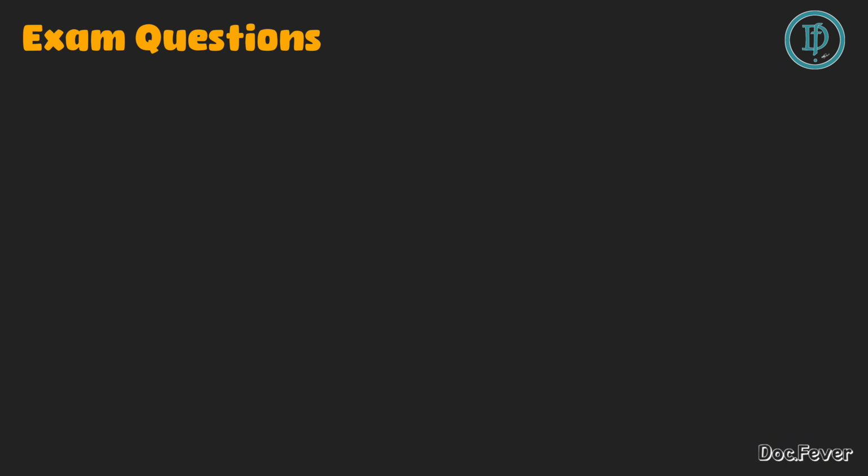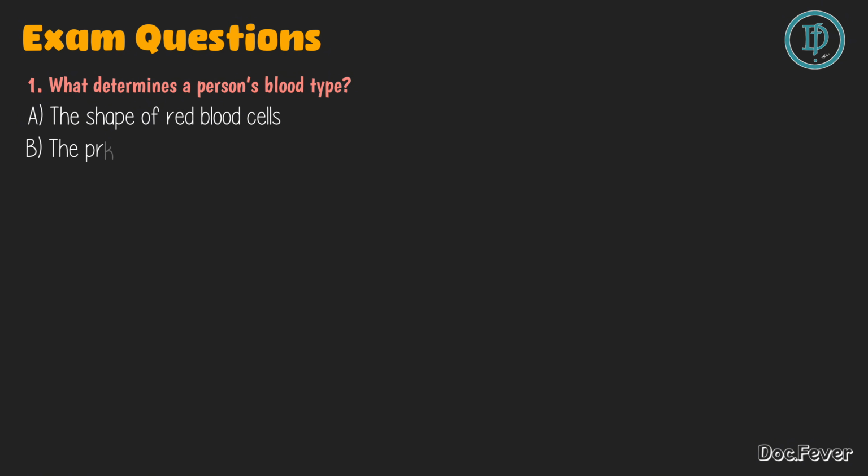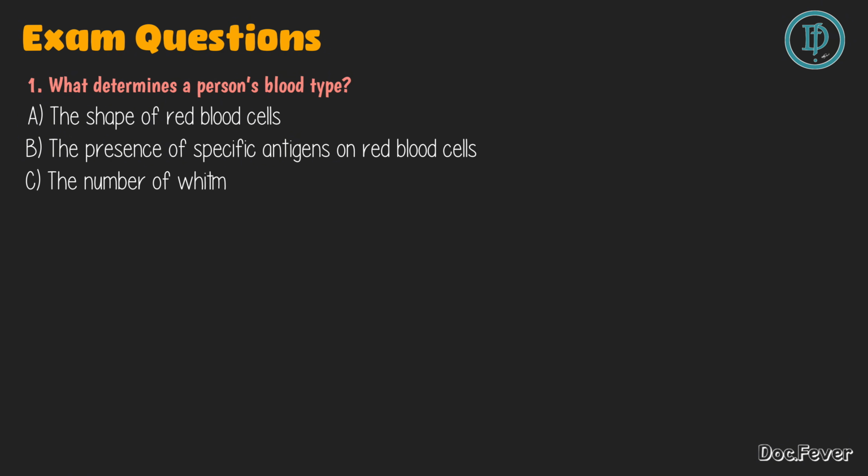Here are some exam questions to test your knowledge. What do you learn from the video? Question 1: What determines a person's blood type? Option A is the shape of red blood cells. Option B is the presence of specific antigens on red blood cells. Option C is the number of white blood cells. And option D is the level of hemoglobin in the blood.